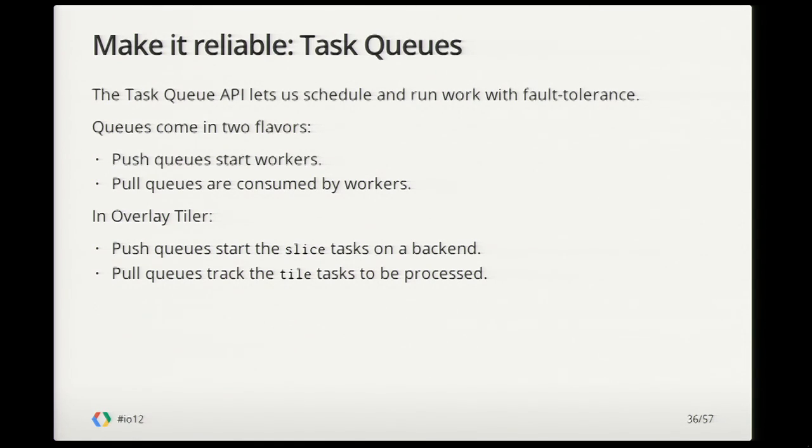In the overlay tiler app, we use push queues to start the slice and zip tasks on backend instances. And we use pull queues to track the tiles that need to be processed. The slice task will lease those tasks.